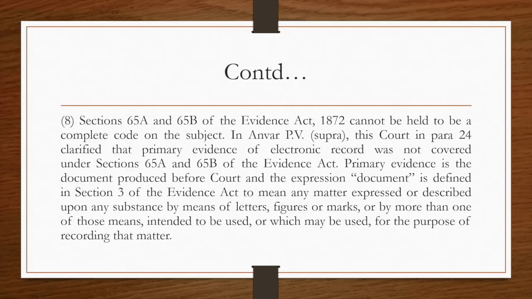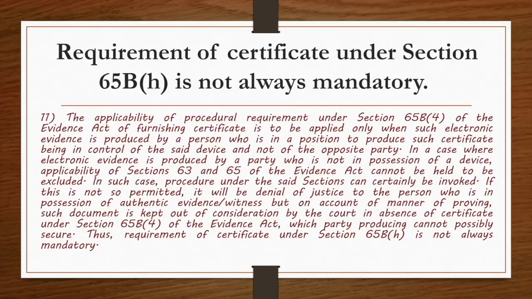In Anwar P.V., this court in para 24 clarified that primary evidence of electronic record was not covered under section 65A and 65B of the Evidence Act. Primary evidence is a document produced before court, and the expression document is defined in section 3 of the Evidence Act to mean any matter expressed or described upon any substance by means of letters, figures or marks, or by more than one of these means, intended to be used or which may be used for the purpose of recording that matter. But the point is, electronic evidence in a primary format is seldom available, and that is the issue that is going to haunt us in the days to come.